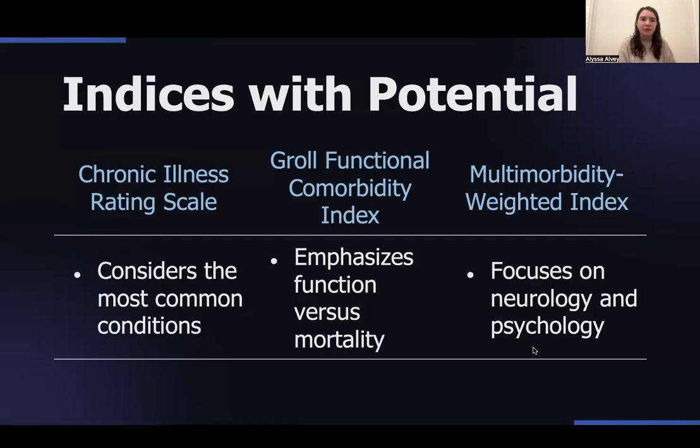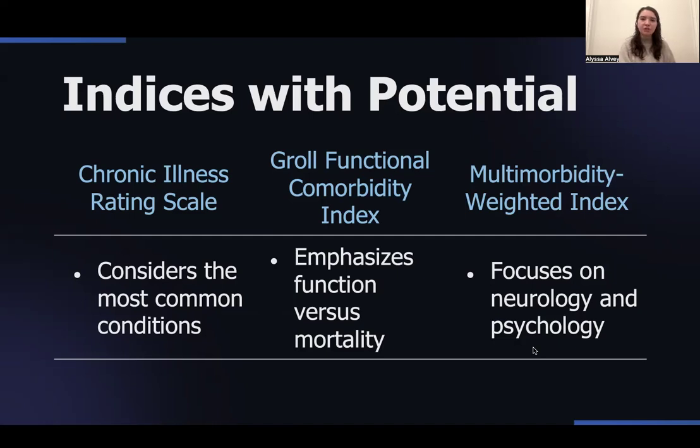The chronic illness rating scale considers the most common conditions of autistic adults. As well, it considers their general severity, making it on a graduated scale. The problem is due to the degree of specificity it requires, it's very hard to implement it in broad data sets. That meaning it can only apply to small samples. The Grohl Functional Comorbidity Index is interesting in terms of its emphasis of function versus mortality. This isn't in terms of just their primary measure, but also the way they frame questions, including a couple of outside measures beyond just the comorbid conditions.